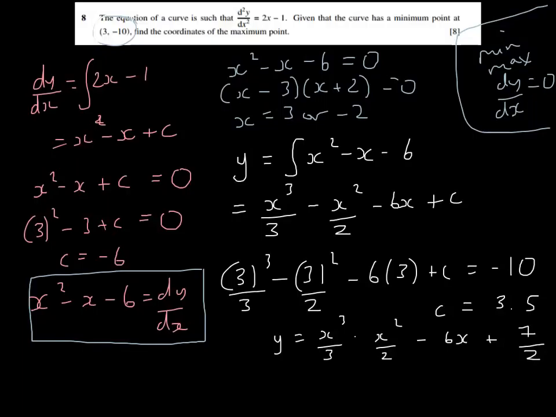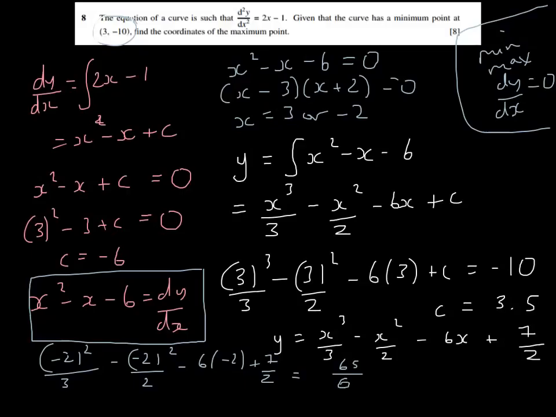Cool. And then all I need to do is find out what the y value is when x is negative 2. So if I substitute in negative 2 for x all the way along, being careful to use brackets to make sure our calculator works it out properly, I'm going to get 65 over 6.